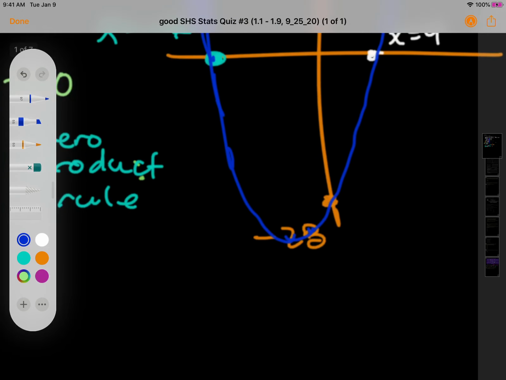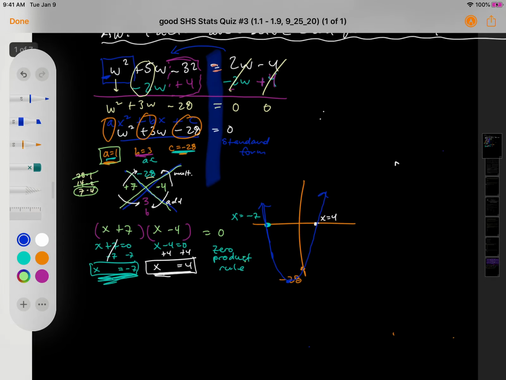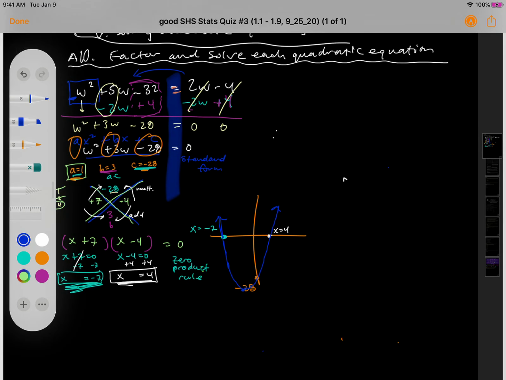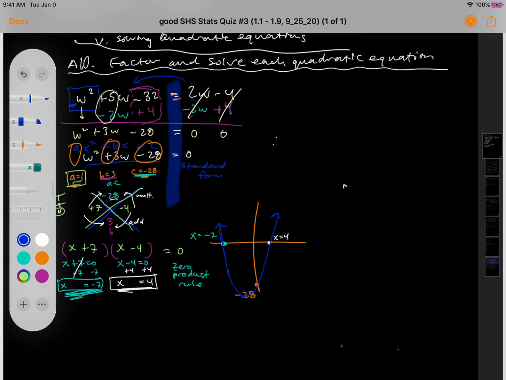And the common mistake is negative 28 is the orange dot, not the blue. The blue would have been the vertex, okay? So that's all we're doing here. You don't have to graph it, but I just wanted to show you guys a visual of how that's connected.